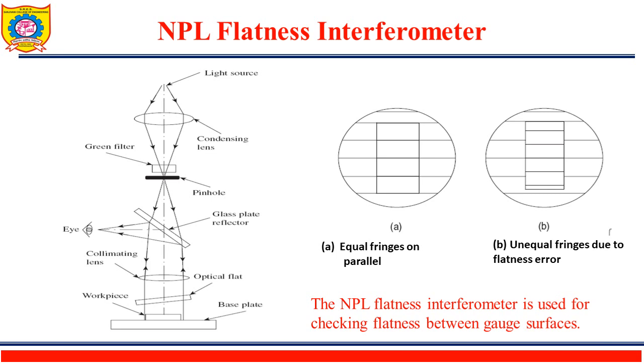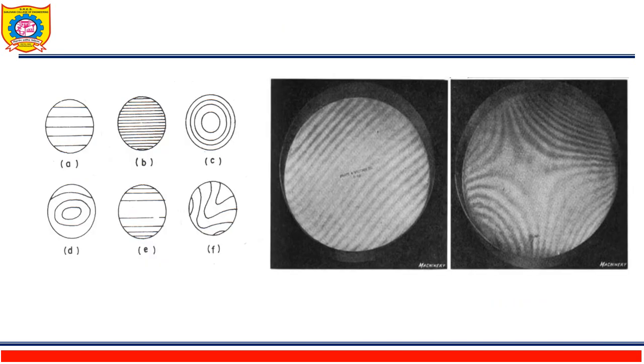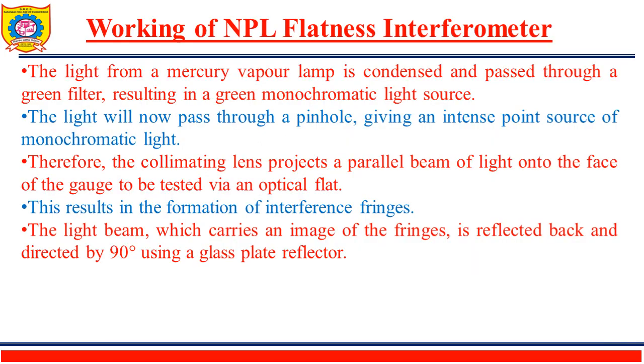As shown in the figure, it is the schematic diagram of the NPL flatness interferometer, and I have shown the two patterns here. First, A pattern is equal fringes on parallel surfaces. Second is B, unequal fringes due to the flatness error. Let us study this. Again see, I have shown some of the fringe patterns here which are obtained by making use of the NPL flatness interferometer. Now let us see the concept and working of the NPL flatness interferometer.